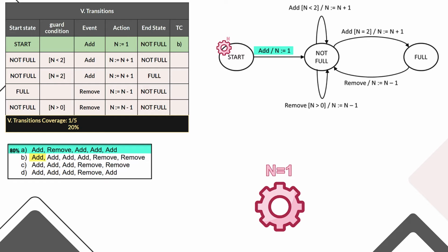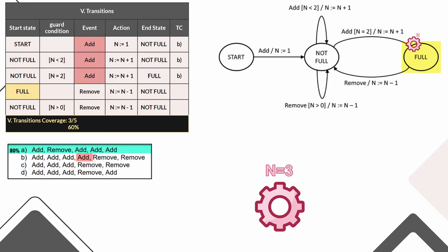The first step of test case B is event add, which corresponds to the first transition. The second step is again the add event. This corresponds to the transition where the system starts in the not full state and ends in the not full state. And the value of n changes to 2. The third step is again the add event, and since the value of n is 2, it is the third transition, where we start at not full state and end at full state. The value of n changes from 2 to 3.